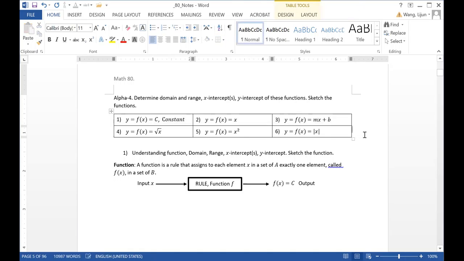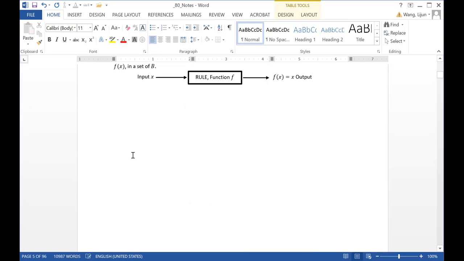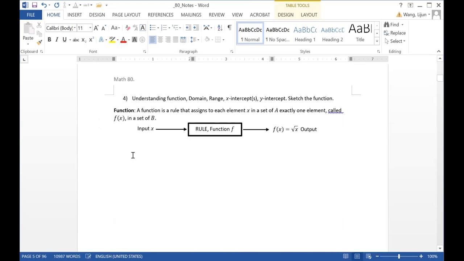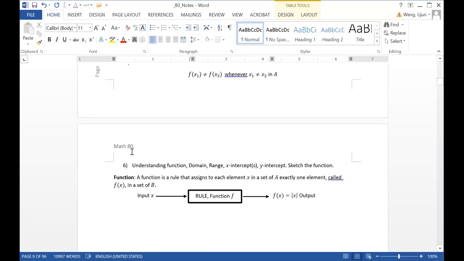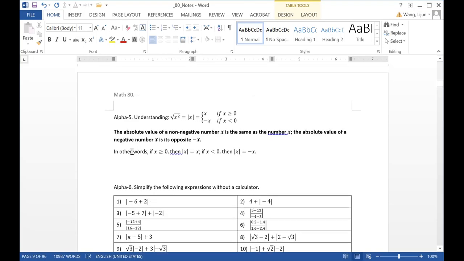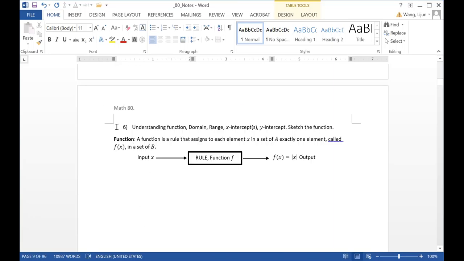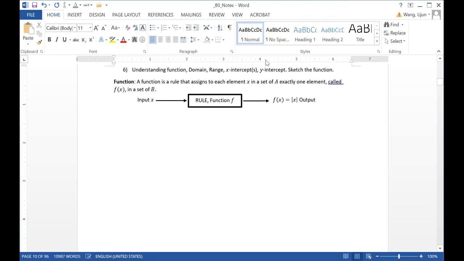All six functions are elaborated in these sections. You will have several pages. Each function takes one page, and we examine what kind of function it is. We graph them and examine if they're one-to-one functions, one by one. And the last function we talk about, of course, is the absolute value function. It's a very, very important function because afterwards we elaborate on it.